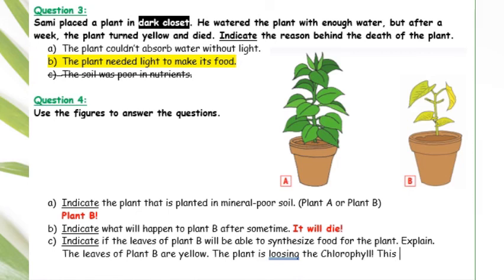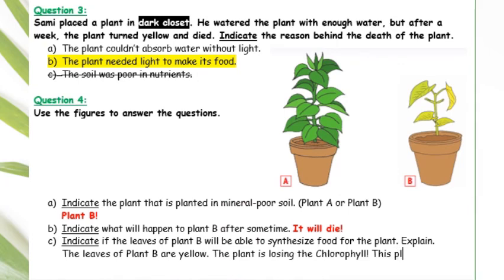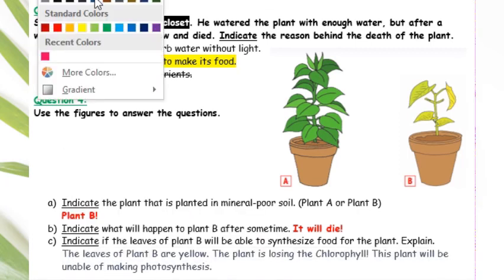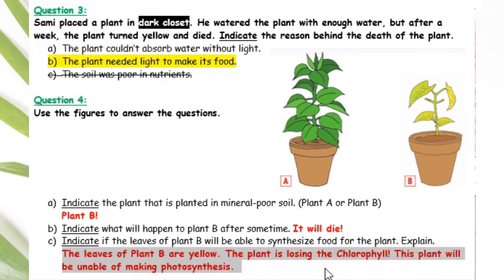This plant will be unable to make photosynthesis, because to make photosynthesis you need sunlight energy, and plants really need chlorophyll to catch sunlight. This plant is losing this chlorophyll, so it cannot catch sunlight energy anymore, and it cannot synthesize food for the plant.